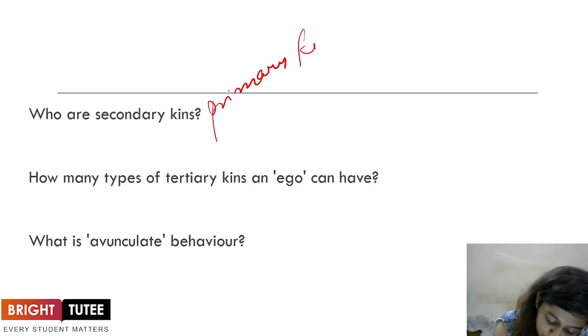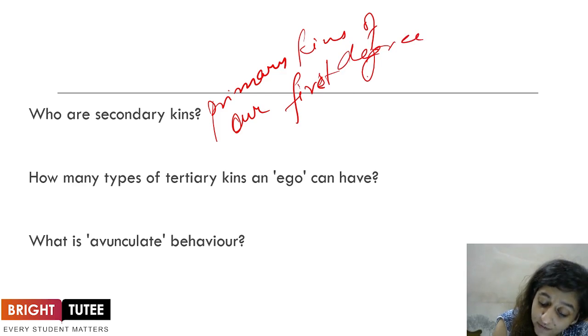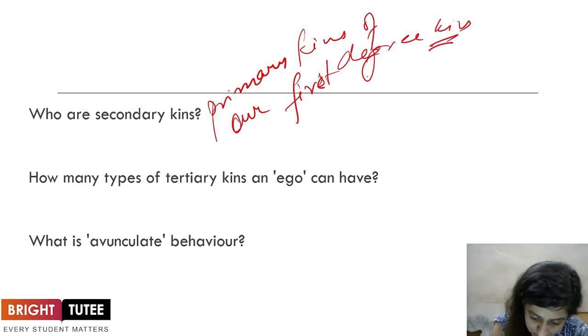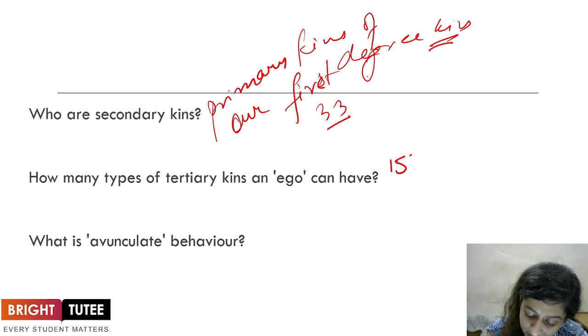When you talk about the secondary kins and the primary kins, the primary kins are our first degree kins. If I want to make it easy for you to understand, there are 33 types of secondary kins, which are your father's father, mother's father, all those aspects of your paternal relationships. Now how many types of tertiary kins can an ego have? We have 151 of those.